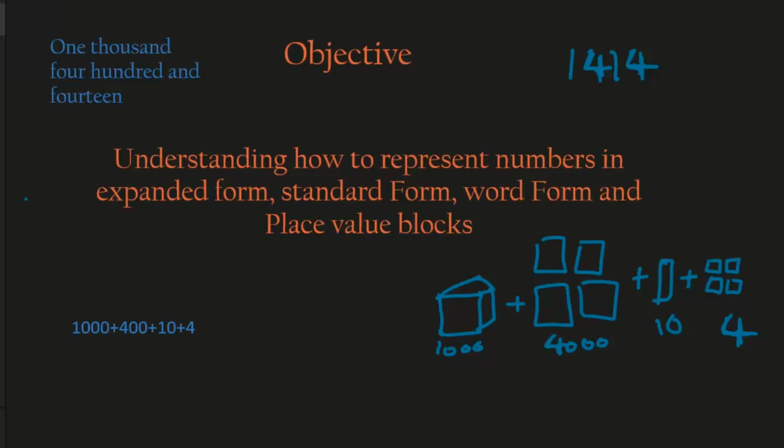Objective. Our objective for today will be understanding how to represent numbers in expanded form, standard form, word form, and place value.